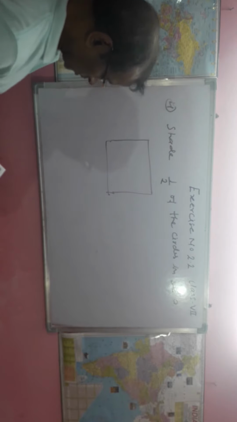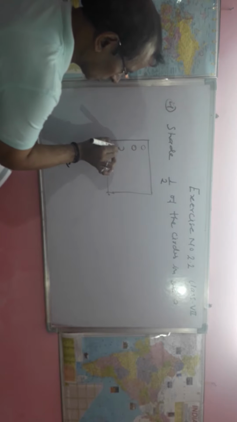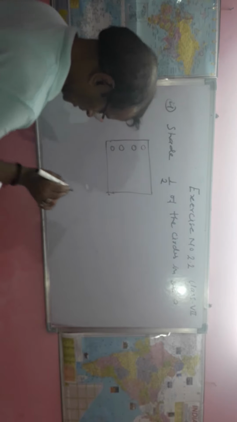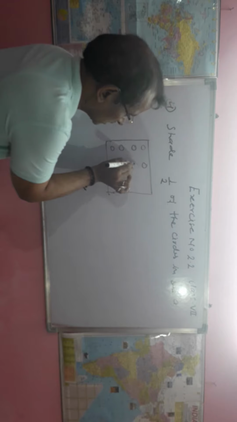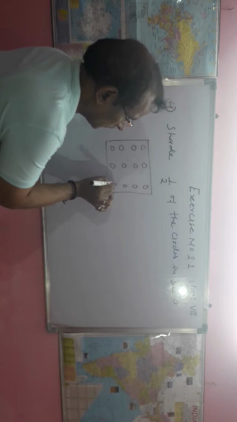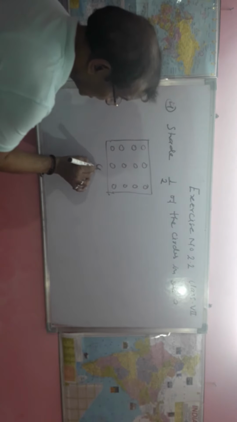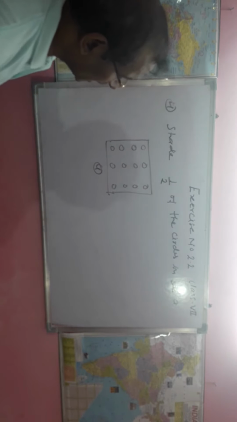1 2 3 4. 1 2 3 4. Here also 1 2 3 4. These are 12 circles. This is part A.